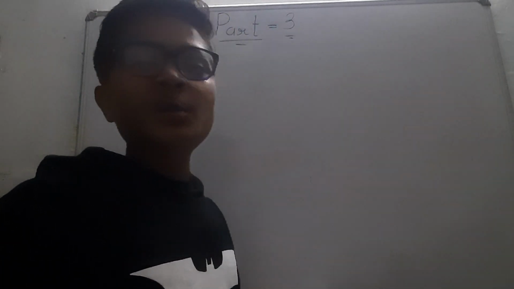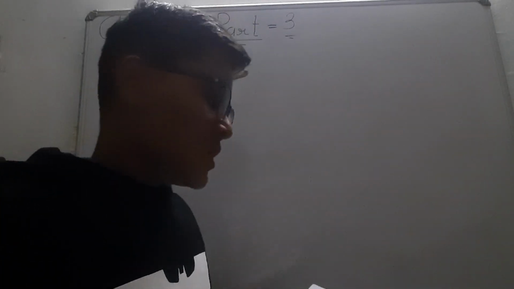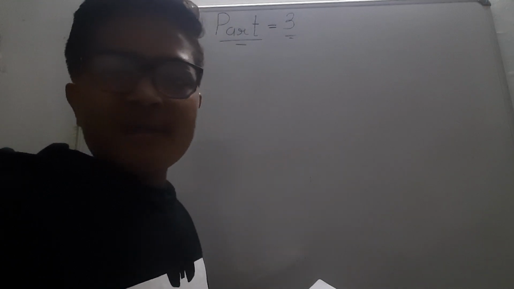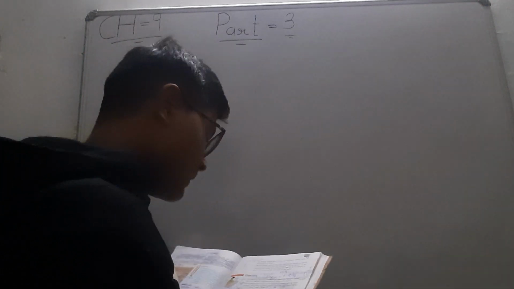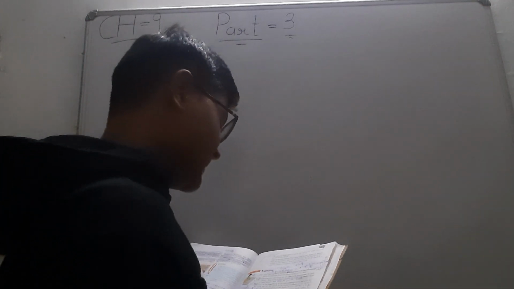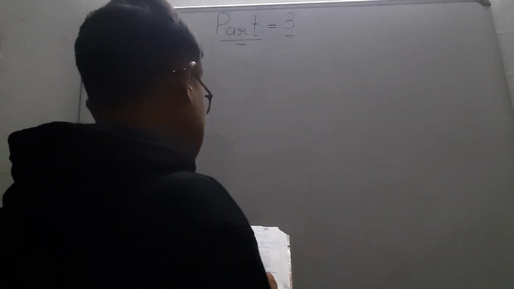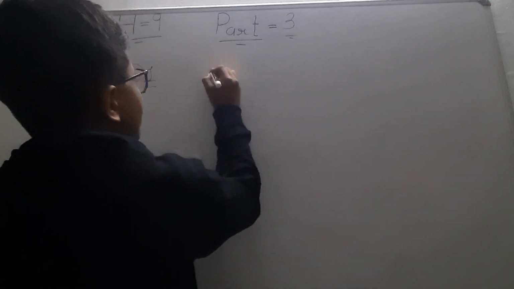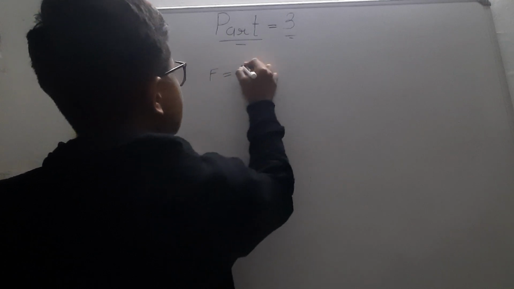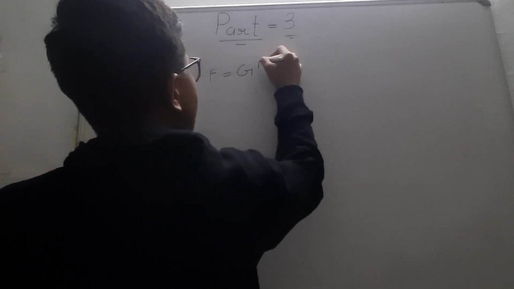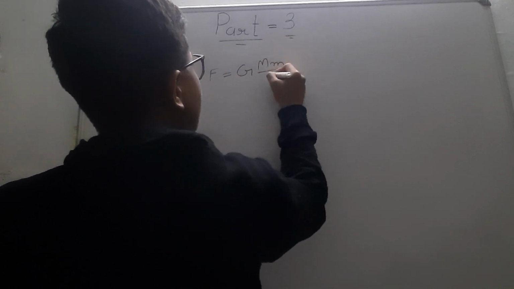In this part 3 we are going to do the back exercise of chapter number 9, gravitation. So let's start with the first. How does the force of gravitation between two objects change when the distance is reduced? They have given a force of gravitation. What is the force of gravitation? F is equal to G big M small m upon d square.